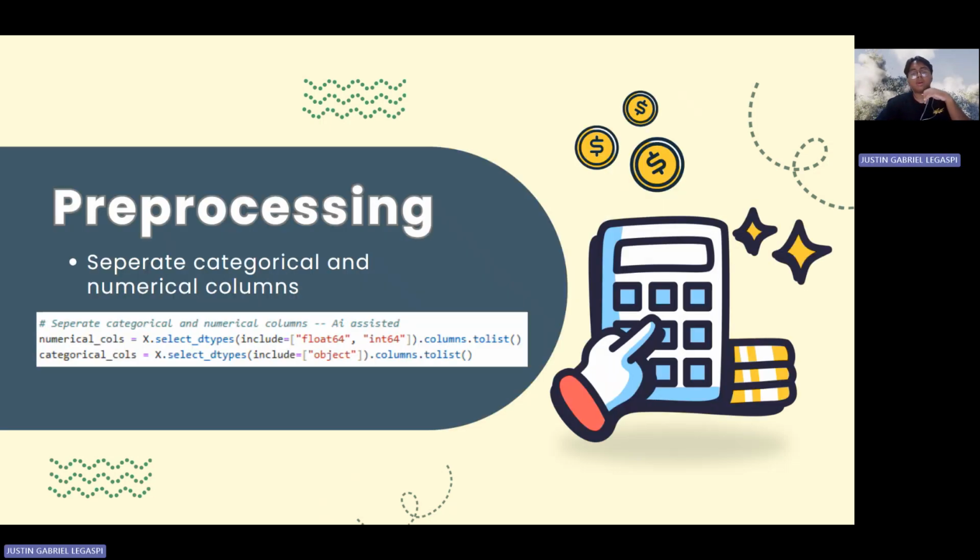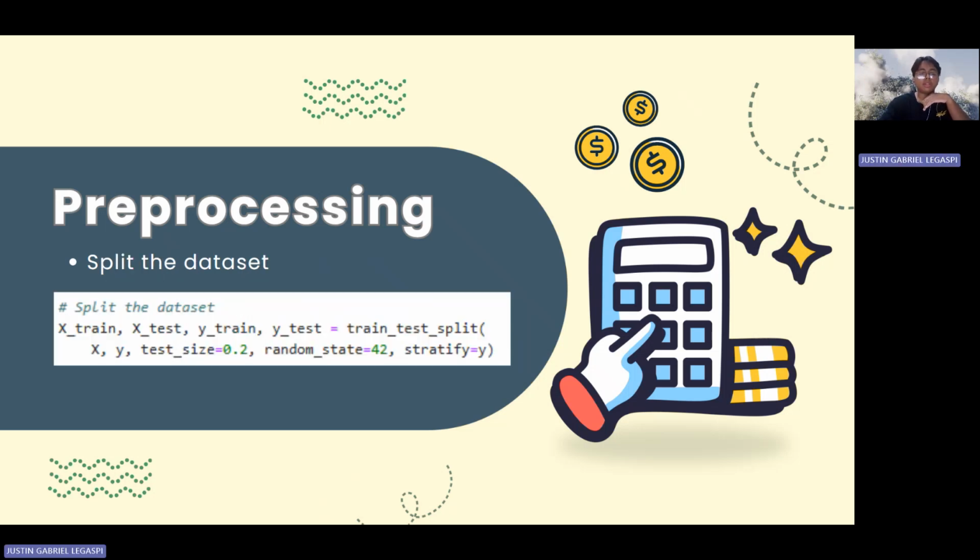So moving on to our pre-processing, we first have the separation of categorical and numerical columns. First we separated them. Why? Because they require different treatment. Numerical data is like income or scores that need scaling, and categorical data requires encoding. The next step of pre-processing is to split the data set. We split it with 70% for training, 15% for validation, and 15% for testing.